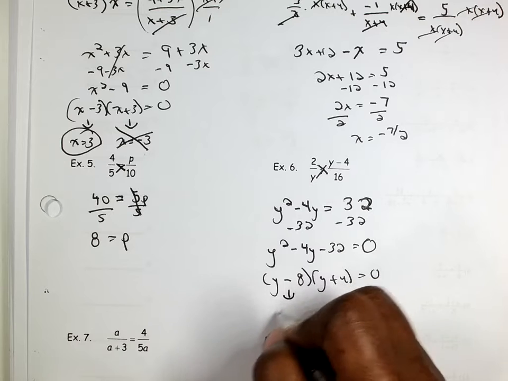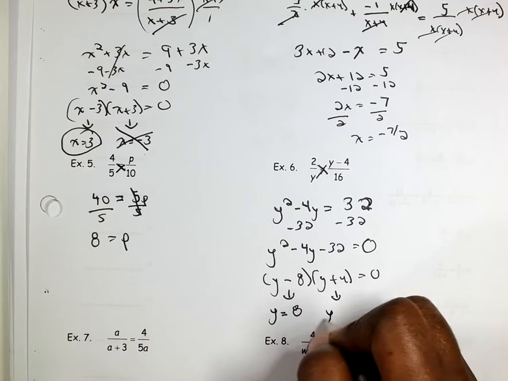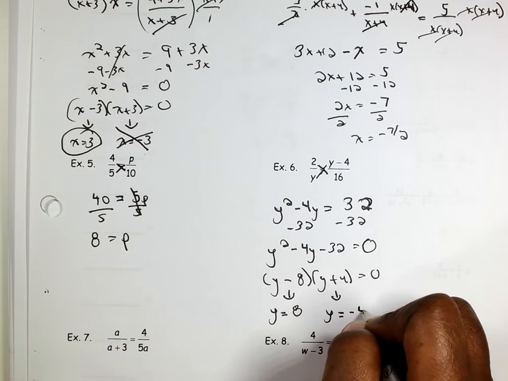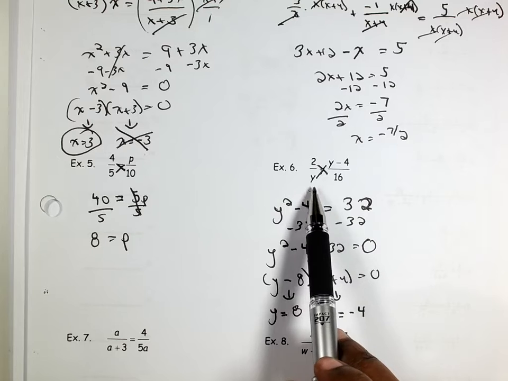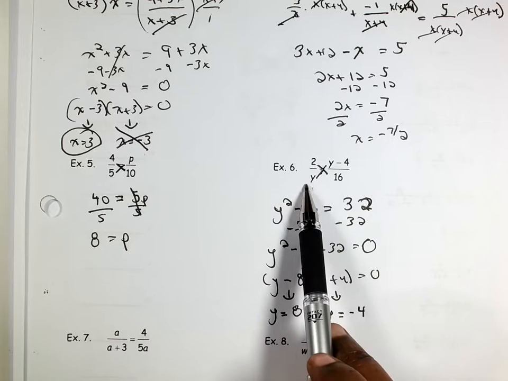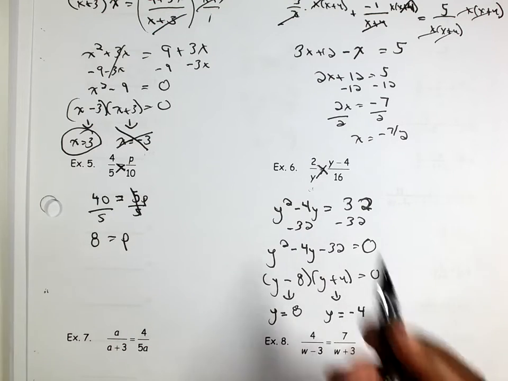And when you set this equal to 0, we get y equals 8. And when we set that equal to 0, we get y is equal to negative 4. And they're both fine because the only thing on the bottom is just a y. So as long as we didn't get 0 as a solution, then those both work.